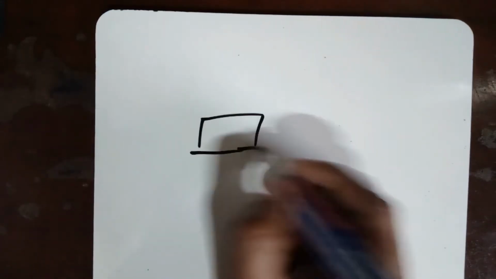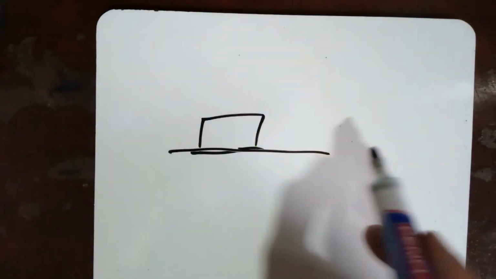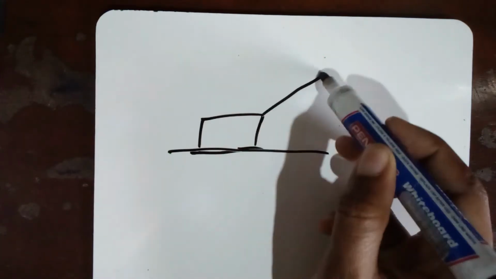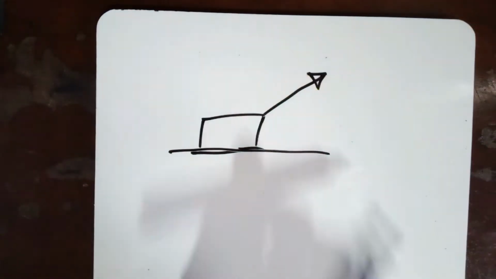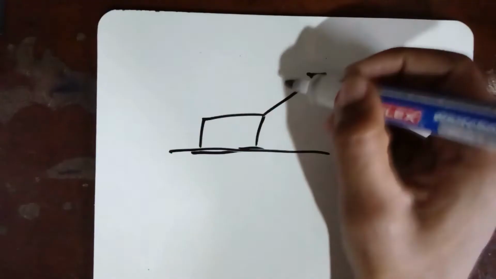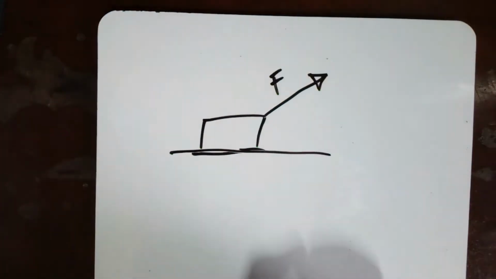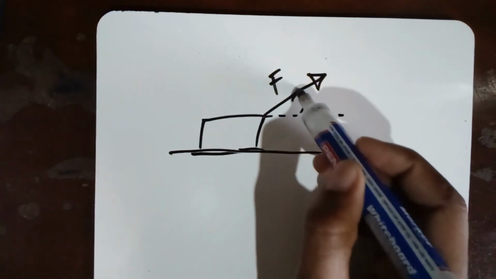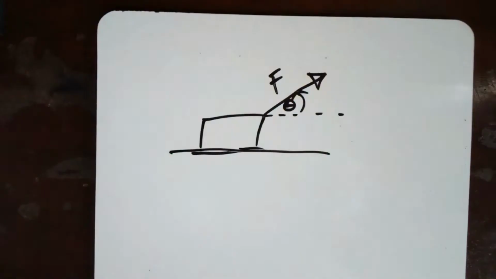So what is a diagonal vector? Sometimes you have a block maybe on a horizontal surface, and then you have a force acting on it. But this force is not either to the right or upwards. It's actually at a diagonal location. Let's call this force F. And then it actually makes this angle with the x-axis. Let's call that angle theta.